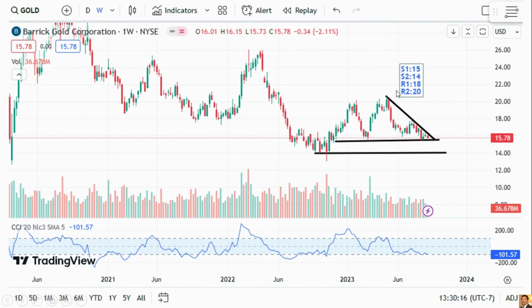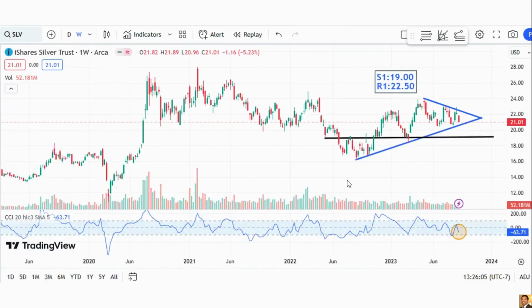And here are my support and resistance levels. And this is silver, another one. It is forming a symmetrical triangle kind of thing, and very good support right now. It is at 21. It's a good support level, but it's a weekly chart, so the candle is a bearish engulfing candle, and the CCI is still going down.